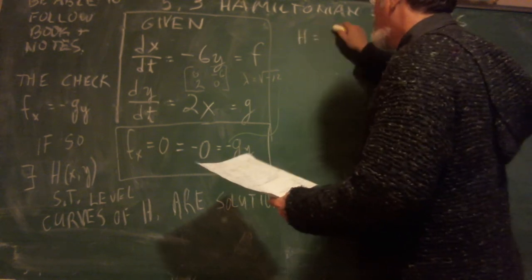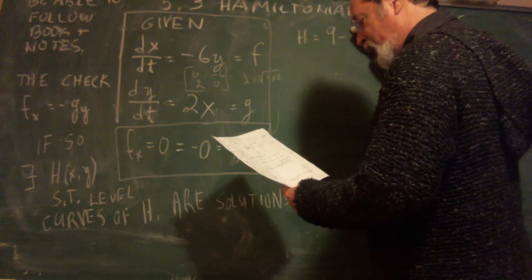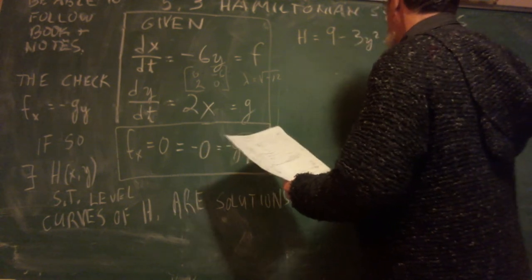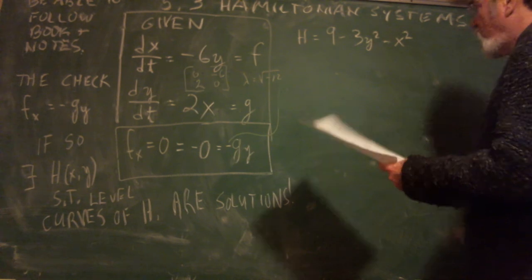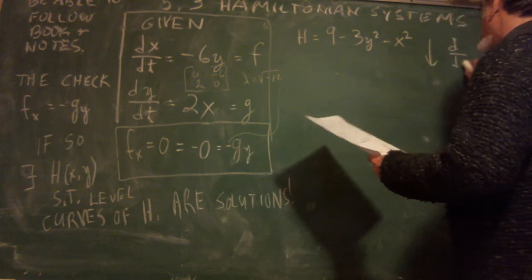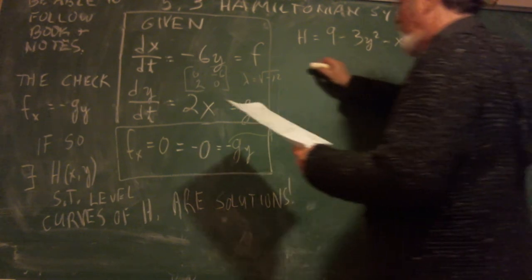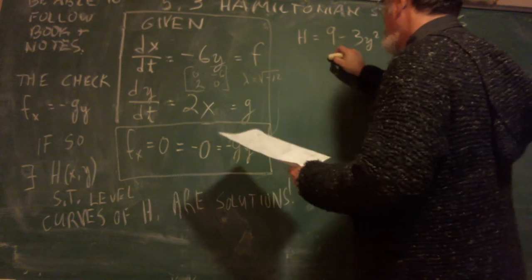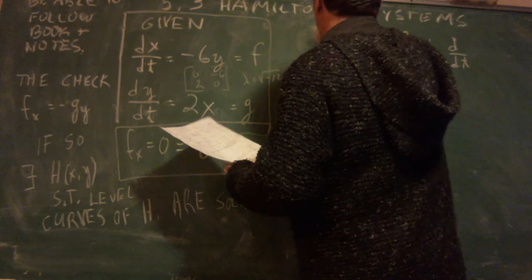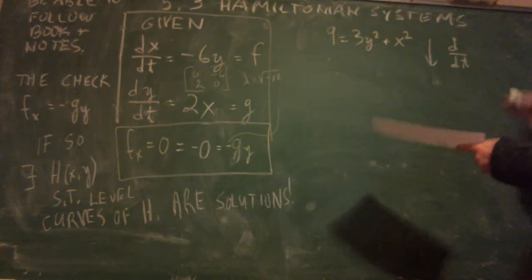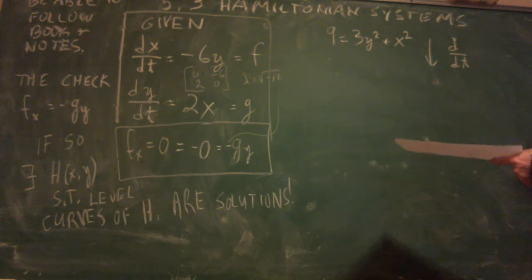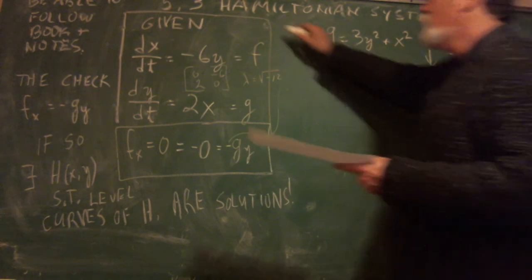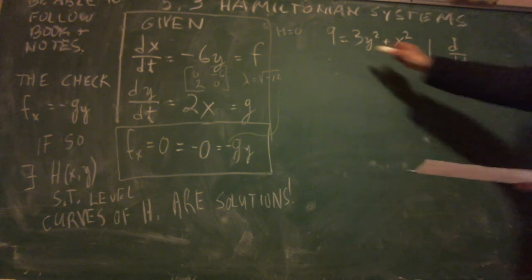So if we have h equals 9 minus 3y squared minus x squared, and we want to check to see if this works, we're going to hit this with the derivative with respect to t operator. And we get that the derivative of h with respect to t is equal to 0. Oh, sorry. You take the equation and you pretend h of xy is 0. So you can take a different level curve. Each level curve has a different value for h. You take a constant value for h. I'm taking h equals 0, but h equals any number will work. You'll get a different constant here, but that doesn't matter.